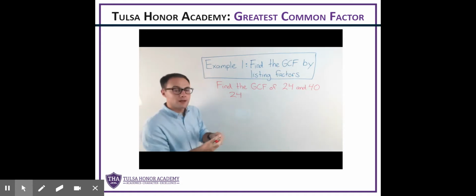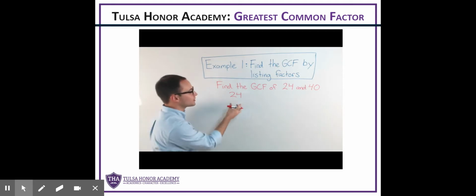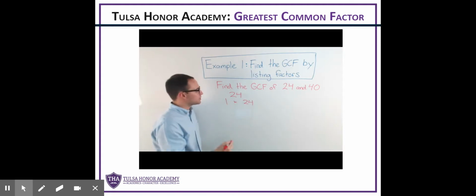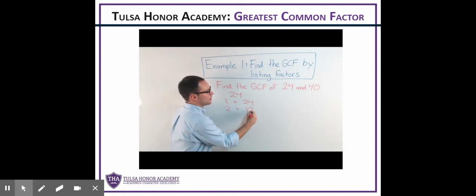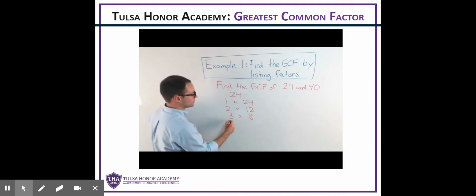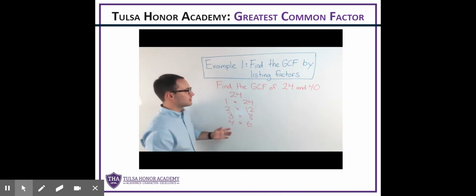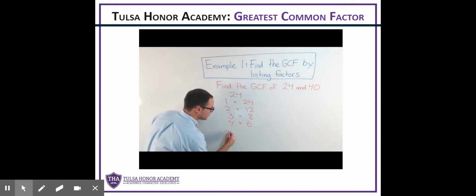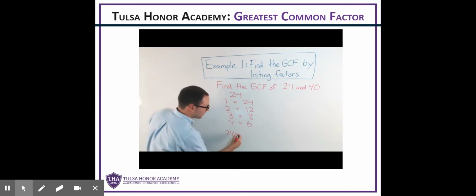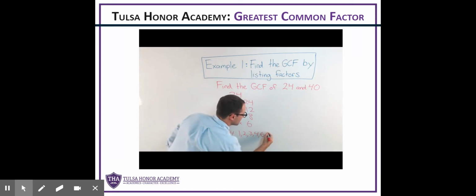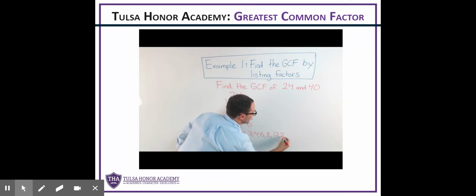So 24, I'm going to go through my factor pairs. So first, I always start with 1 and 24. It's an even number, so I know 2 works. 2 times 12 is 24. I know 3 works. 3 times 8 is 24. Also 4 times 6. No 5, and then I'm back to 6. So those are my factors for 24. I'm going to rewrite them in order down here. So for 24, my factors are 1, 2, 3, 4, 6, 8, 12, and 24.